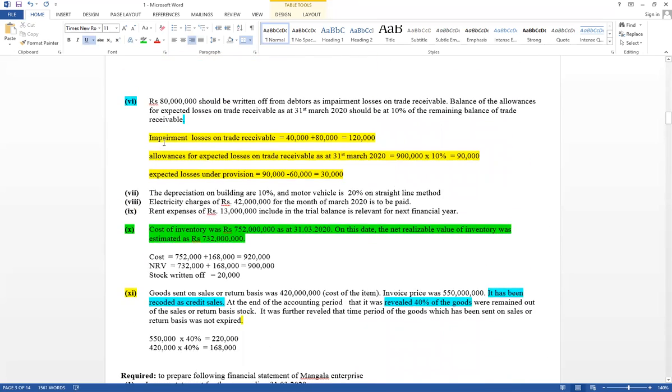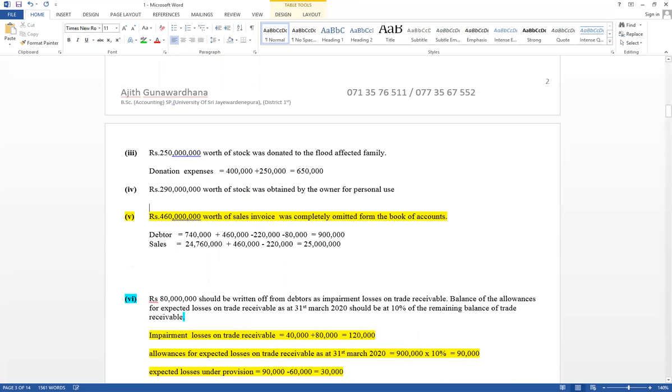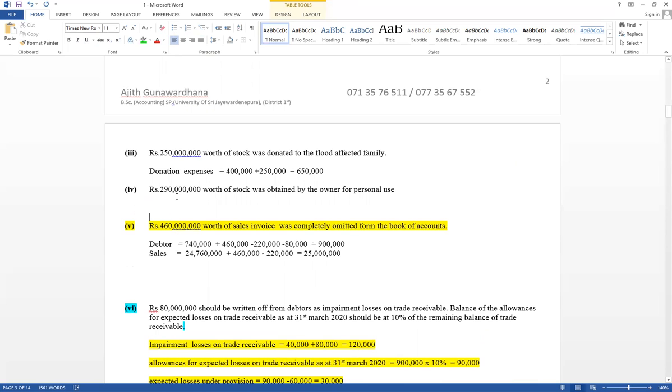Under cost of sales calculation, a donation should be deducted only if it has been given in the additional information. Then the additional fourth one: think about 290,000 worth of stock obtained by the owner for personal use. That is drawings. Drawings are also given in the trial balance. Drawings available in the trial balance should be deducted in total value under equity.